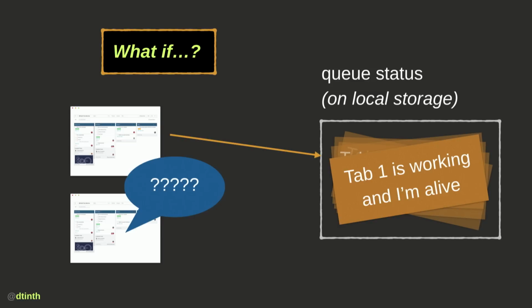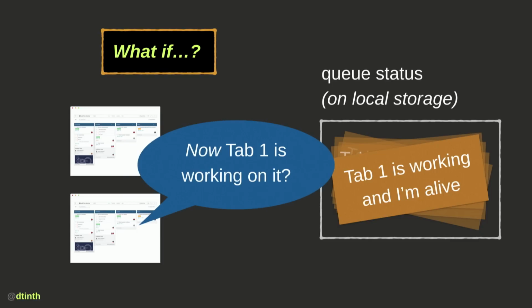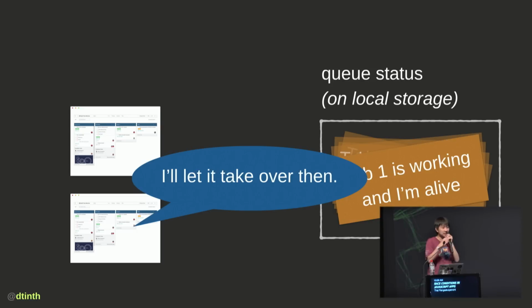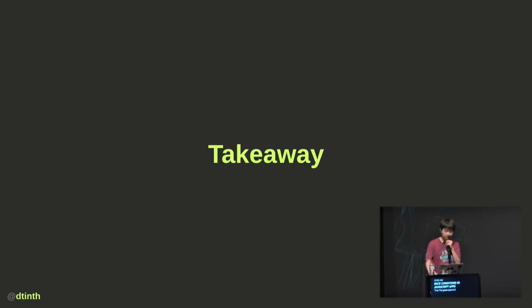But what if the tab that disappeared didn't go away? It just slept and it came back. So we also have to handle the case where the queue has been taken away from the tab that is not dead. So as you can see, there are a lot of edge cases that we have to handle to make our app more resilient and to prevent data loss.